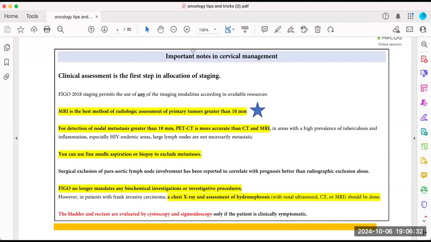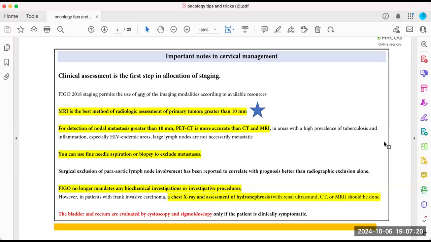So here are some important notes collected for cervical management. And if I ask you, my friends, what is the best scan for staging in cervical cancer, especially when you have a tumor more than 1 cm? Yeah, MRI is the best method of radiological assessment. Excellent. Will I go for PET scan for staging? PET scan can be useful for detection of nodal metastasis greater than 1 cm, and in this case, it will be more accurate than the CT and MRI.